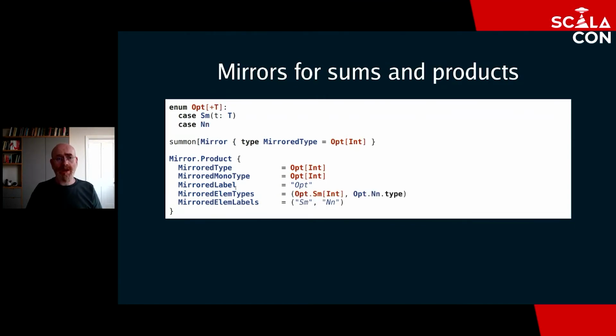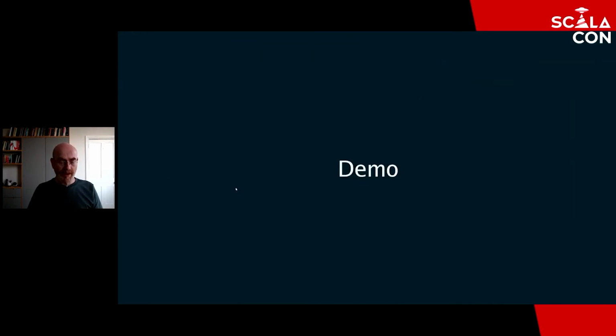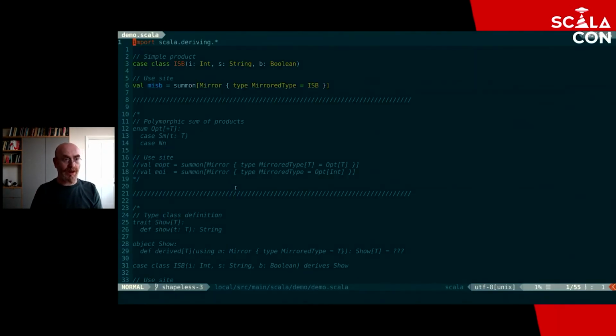Now here we can see an example where we've actually asked for a mirror of the polymorphic type, but instantiated at some specific type. So this is now a mirror not for opt, but for opt of int. Because the type parameters have been fully applied, this is now a monomorphic type. You can see again that the mirrored type and the mirrored monotype are now identical again. Okay, so let's have a quick look at how some of this stuff works out under the hood.